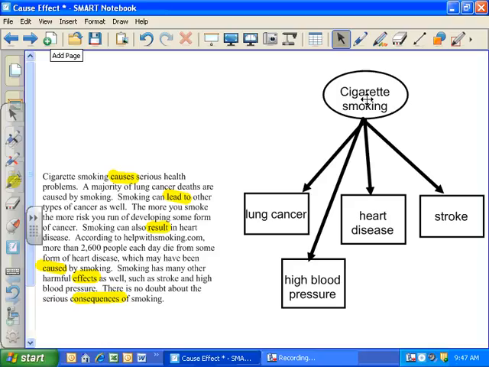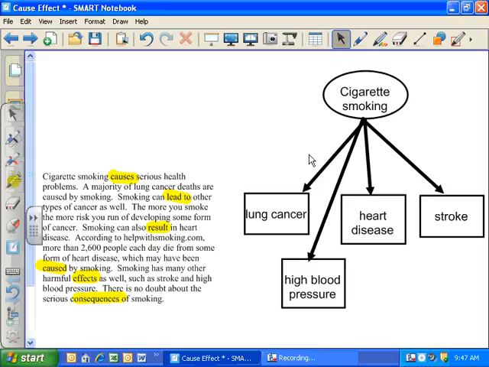So my main idea is about cigarette smoking and what are the effects of cigarette smoking. So looking at my details, lung cancer can result in heart disease. Smoking may have other effects as well, such as stroke and high blood pressure. So these signal words help me to pick out the most important details.